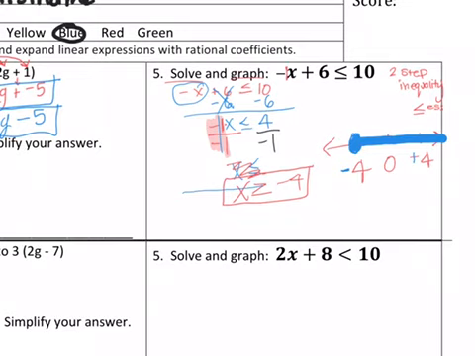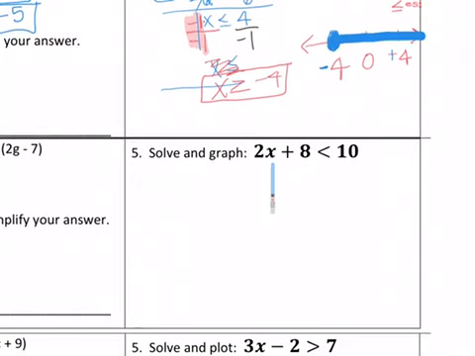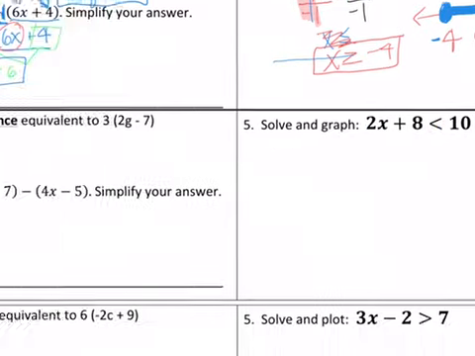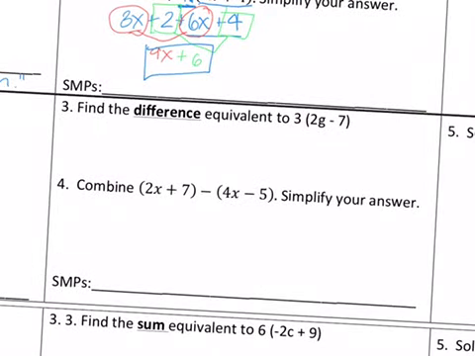Now I want you guys to pay attention to the other questions that you have this week. For number 5 on Tuesday, you don't have to worry about flipping the inequality because there's no negative coefficient. Now let's look at the others. Look at number 4 on Tuesday. Number 4 on Tuesday, you have to be careful because there's a negative right here.